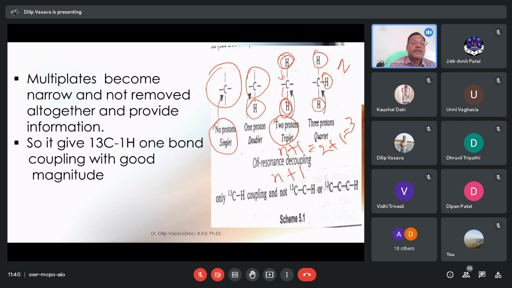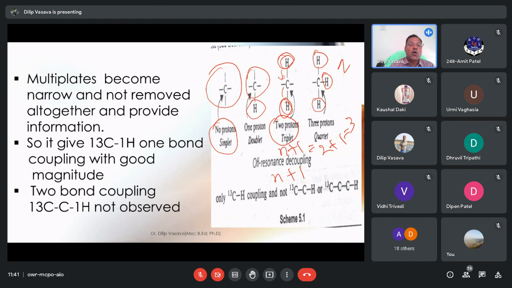Here one more thing is very important: two bond coupling is not observed by off resonance decoupling. Two bond means this is the one bond, carbon-hydrogen, and this is the two bonds. So you can say that two bond coupling is also not observed.